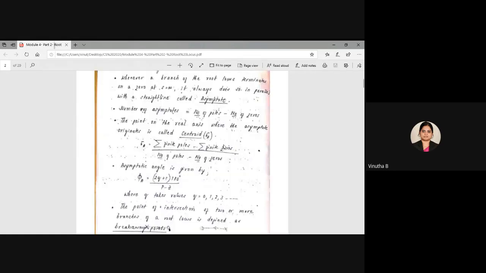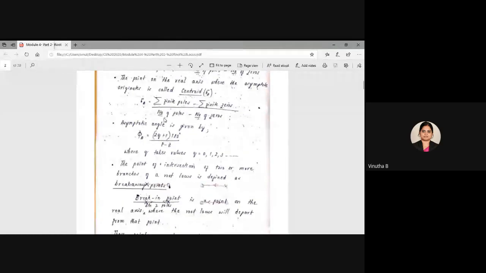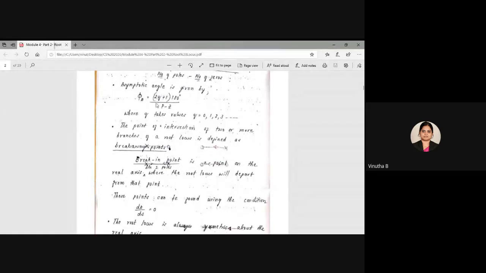So this also we have studied. Number of asymptotes is equal to number of poles minus number of zeros. The point on the real axis where the asymptote originates is called centroid. You are already familiar with the equation for centroid as well. Then this asymptotic angle is given by this equation. I had written it as 2q plus 1, so anything can be included here, either q or k, divided by p minus z.